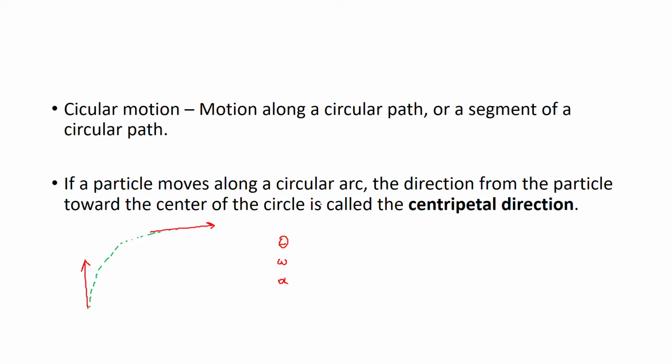First of all, if we're moving in a circular arc, the direction toward the center is going to be called the centripetal direction. That is, let me change colors, from anywhere, the direction toward the center. We're going to say that that's the center, and that is it. So that is the centripetal direction. This thing over here, centripetal.